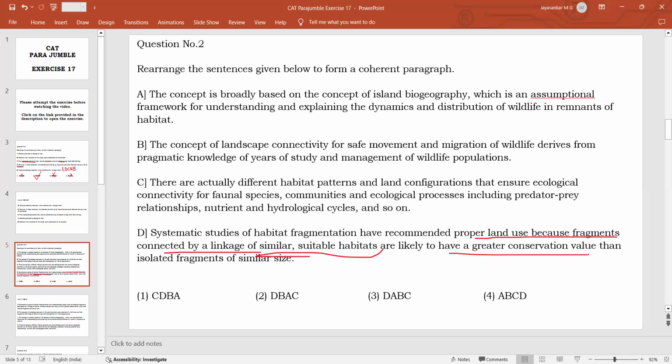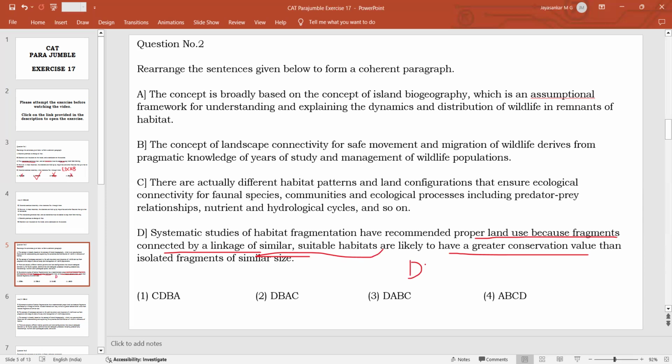Habitats that are separated from other suitable or similar habitats need to be connected because they have a greater conservation value. So this is the reason for landscape connectivity, because they have a greater conservation value than isolated fragments. So D is introducing the subject of why landscape connectivity between fragmented habitats is required, because that will better conserve the plant and animal species in the fragmented habitats.